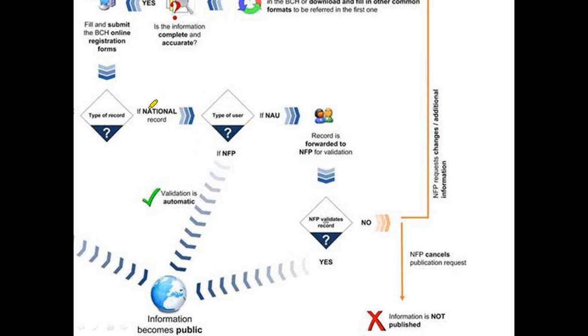If the record is a national record and you are a national authorized user, when you finish inputting information, you submit it for publishing, and it goes to the national focal point. The national focal point can say it's not enough and send it back to the national authorized user, or the focal point can say okay, it's already complete, and once the NFP presses publish, it goes live, goes public.